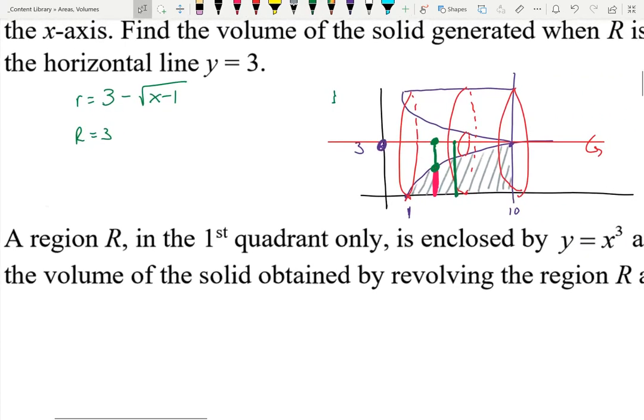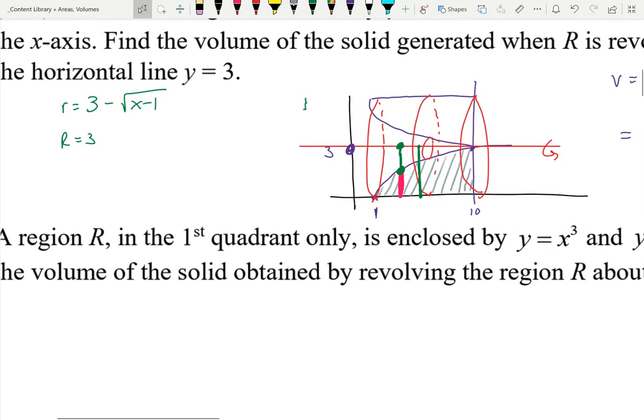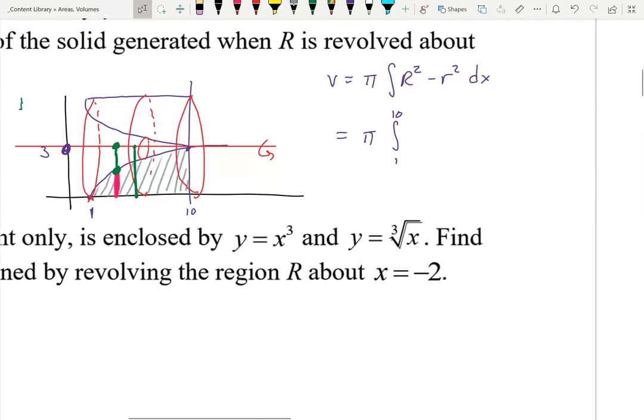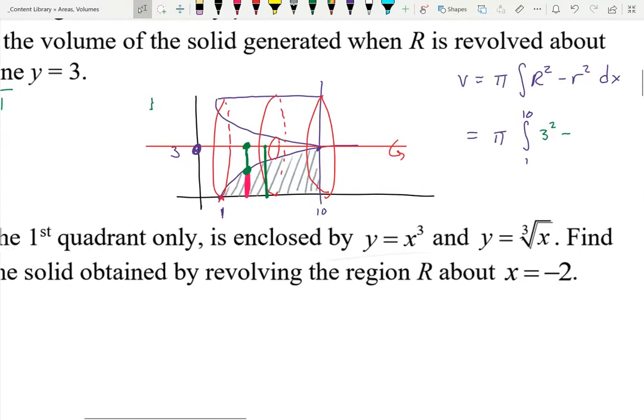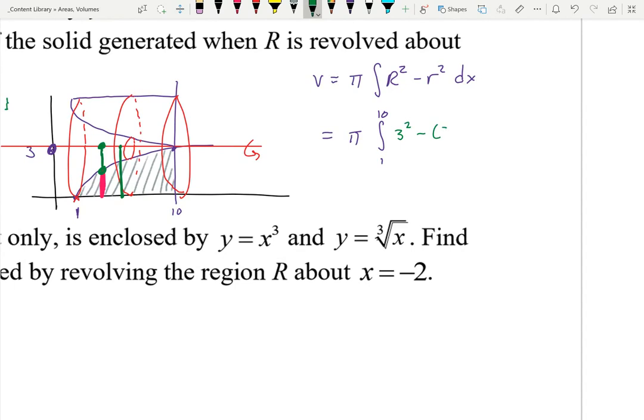So I'm going to take my inner and my outer radii and substitute them into the integral over here. Outer radius 3, inner radius 3 minus the square root of x minus 1, quantity squared, integral with respect to x. I see why this is determined to be a calculator problem, because even though we could square out the 3 minus the square root of x minus 1, quantity squared, and do it by hand, it's going to be messy. So we're going to use a calculator to do that.